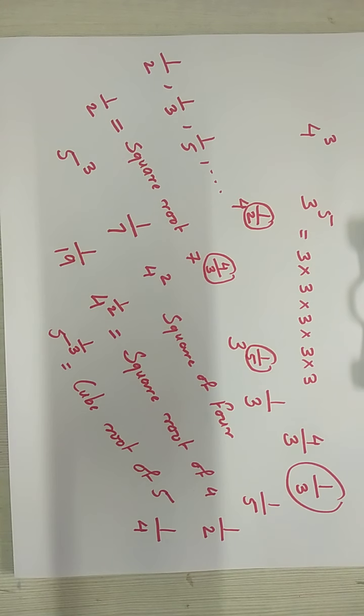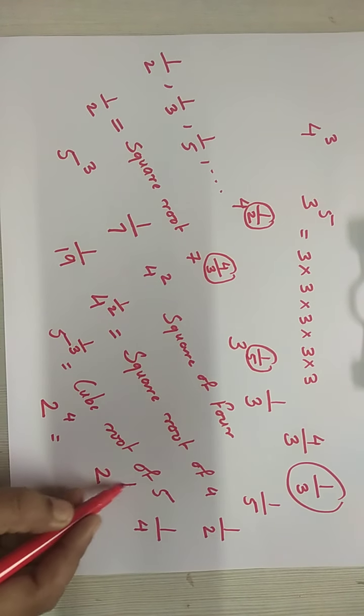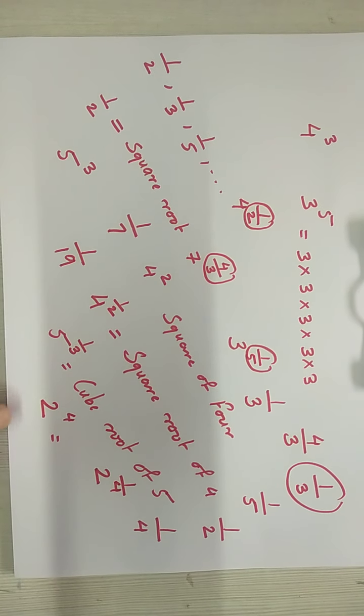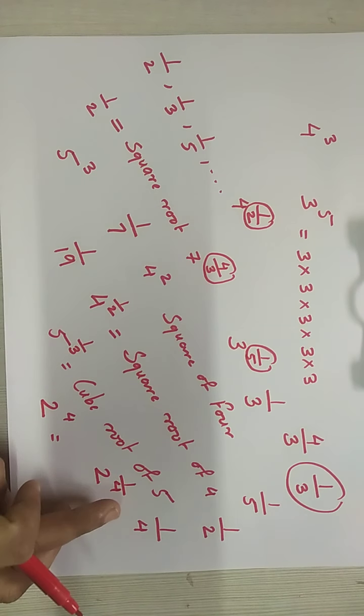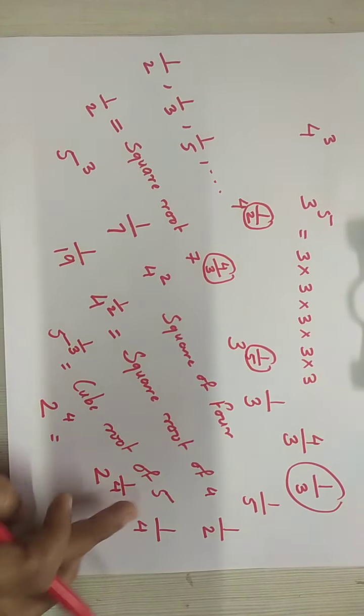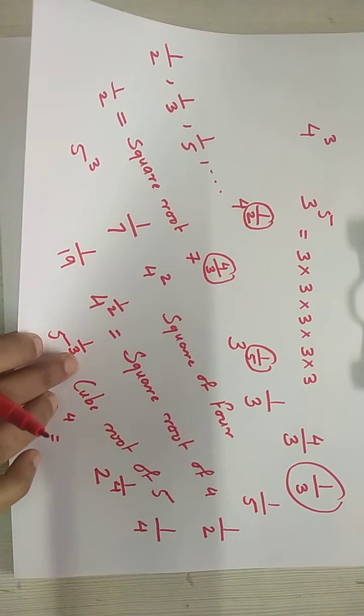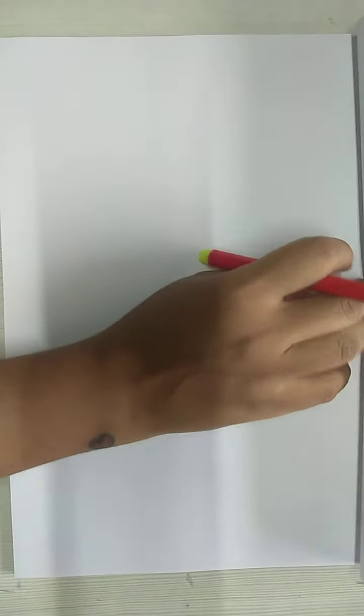We have learned very well the difference between 2 raised to 4 and 2 raised to 1 upon 4. 2 raised to 4 means fourth power of 2, and 2 raised to 1 upon 4 means fourth root of 2. Remember children, 2 raised to 4 means fourth power of 2, and 2 raised to 1 upon 4 means fourth root of 2. Okay, so now let's see more examples. They will help you to solve exercise number 3.1.